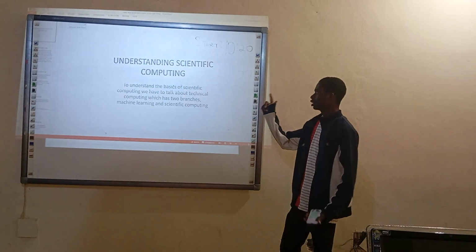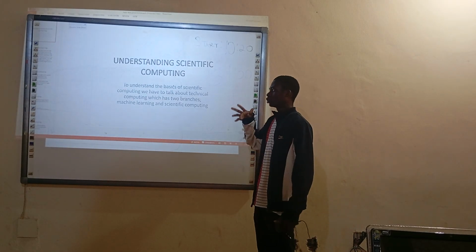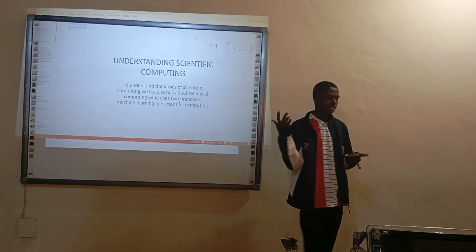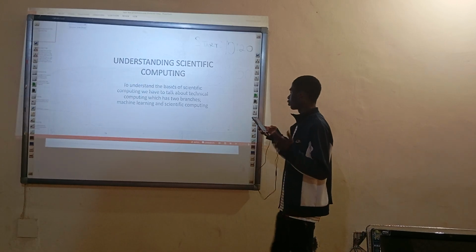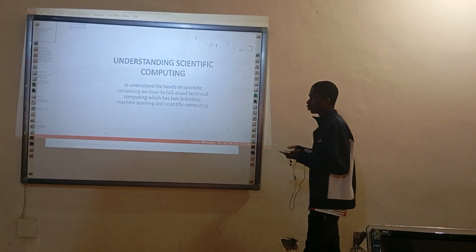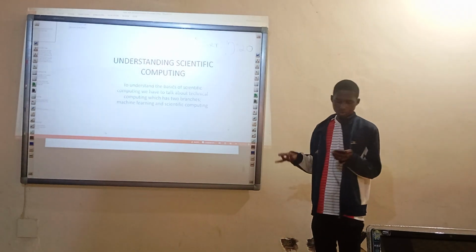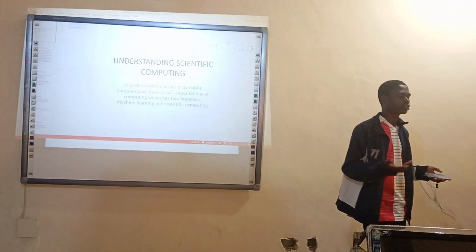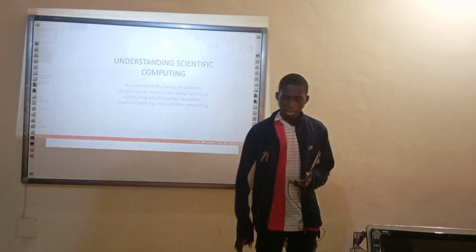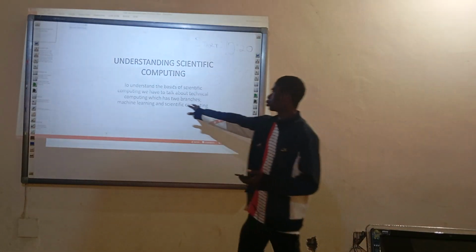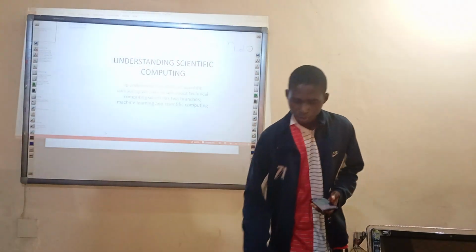Now, to understand the basics of scientific computing generally, we have to talk about technical computing, which has two branches. I can define technical computing as the use of computational methods and algorithms to analyze, model, and solve complex problems in various technical fields, such as engineering, science, and so on. So that's the basics of technical computing. Then it has two branches, which are machine learning and scientific computing.